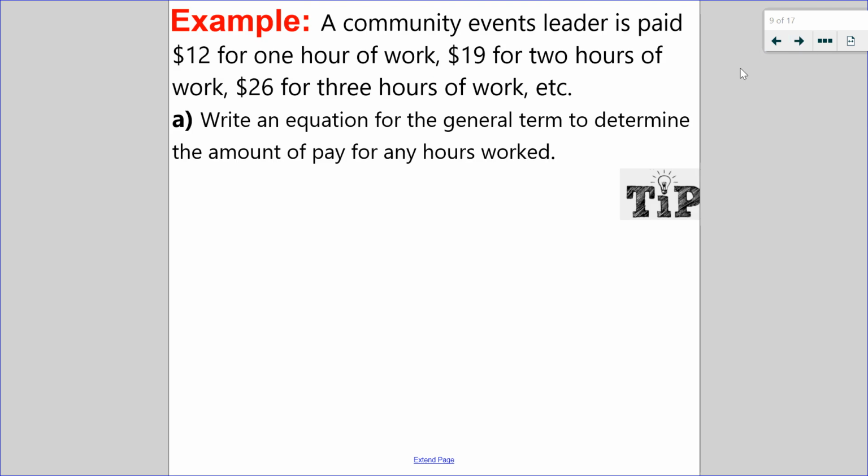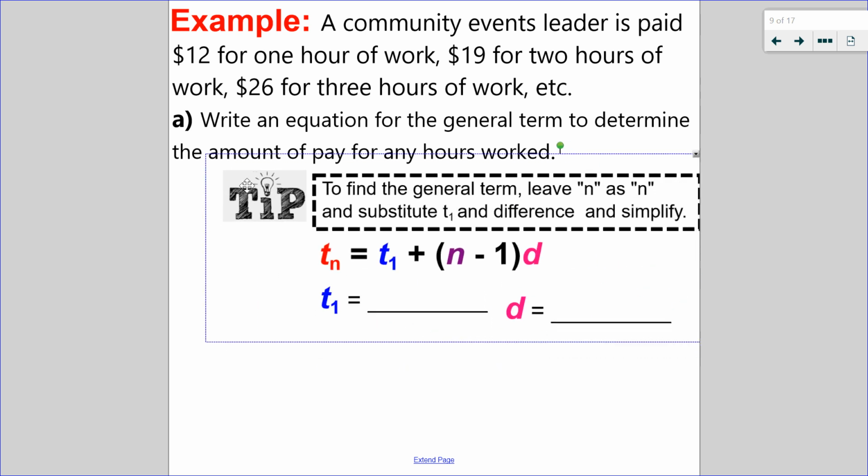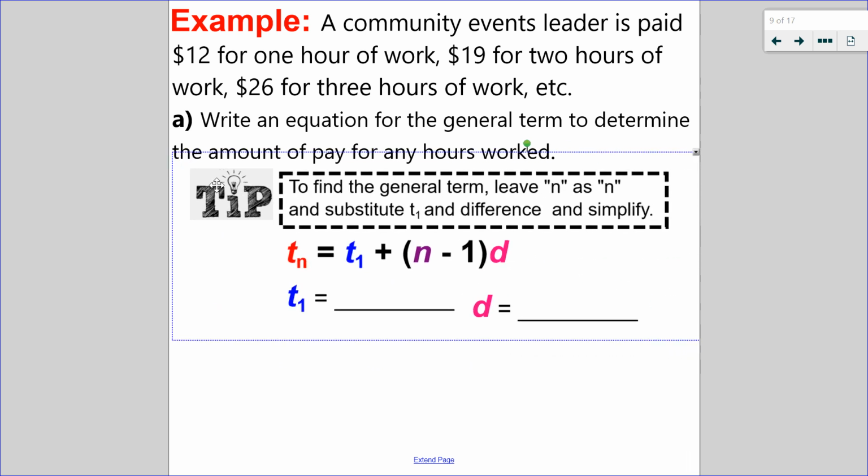So we have a community events leader paid $12 for 1 hour of work, $19 for 2 hours, $26 for 3 hours, and so on. We want to write an equation for the general term to determine the amount of pay for any hours worked. And when I say any hours, that means just leave n as n. So for a general term, we just want to leave n as n. So we're going to find out what my first term is, my difference, and we're going to simplify.